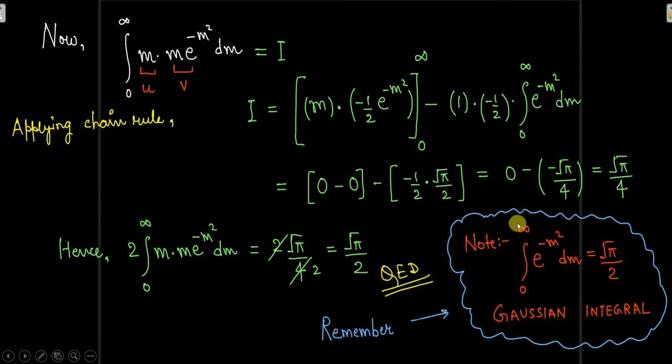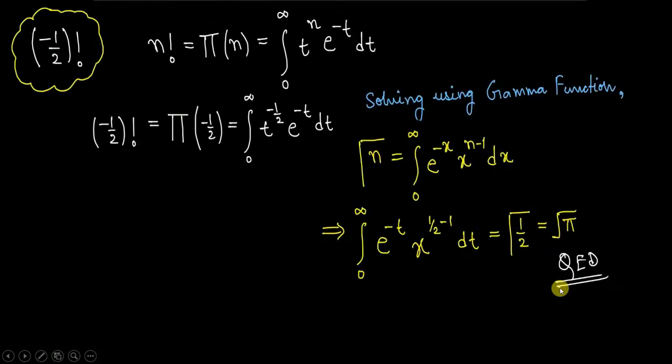This is a standard integral which is also called a Gaussian integral: the integration from 0 to infinity of e to the power of minus m square dm is equal to root pi by 2. You'll find this expression, or its application, in probability and various other forms of mathematics. You can go through it.